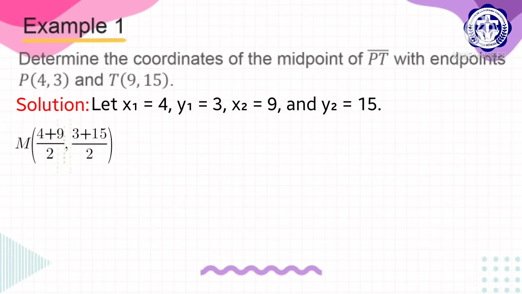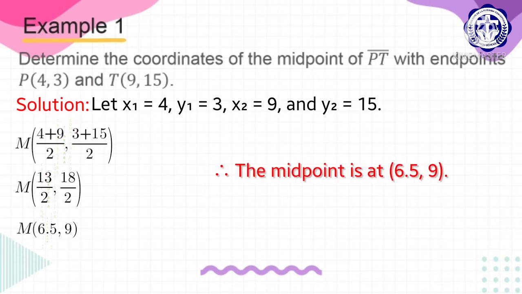Then, simplify the resulting expression. Add first 4 and 9, and 3 and 15. We now have 13 over 2, and 18 over 2. Let us divide 13 by 2 and 18 by 2. 13 divided by 2 is 6.5 while 18 divided by 2 is 9. Therefore, the coordinates of the midpoint are (6.5, 9).